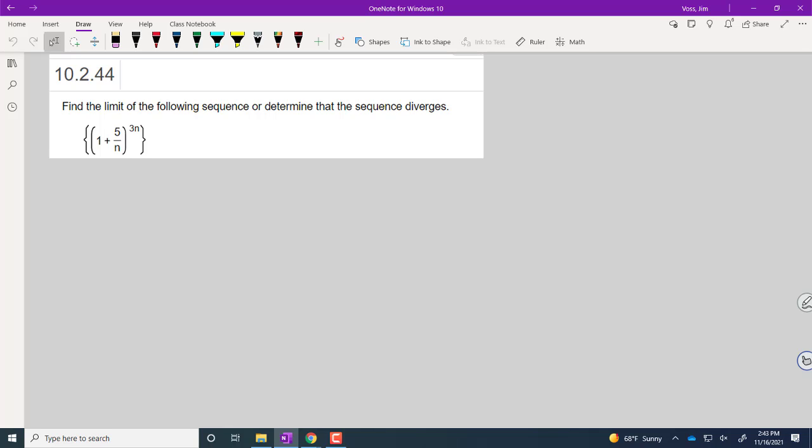Just do it. You could. There is a shortcut here. You should know what it's going to converge to, but you still have to show it. But what should it converge to? Anyone know what that will converge to? It is a modified e. E to the... You're going to multiply those two together. So that would be e to the 15. So that's what we'll show with our process.